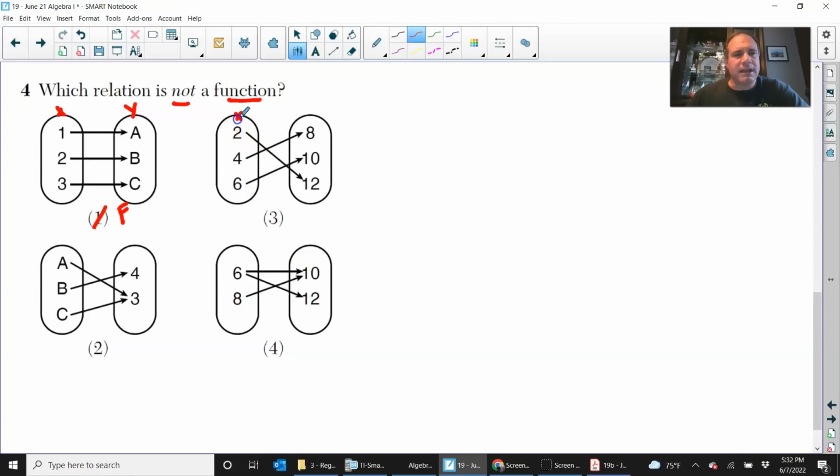2 is your x, goes to 12. 4 goes to 8. 6 goes to 10. This is a function, that is out. A goes to 3. B goes to 4. C goes to 3. Every x has its own y. The x's do not repeat. This is a function. 6 goes to 10. And 6 also goes to 12. That is not allowed. That is not a function. Your answer is 4.